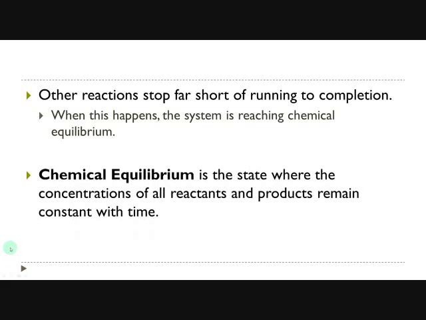Chemical equilibrium is a state where concentrations of all reactants and products remain constant with time. When you reach chemical equilibrium, you can no longer see a change in the chemical reactants or products, but there is a high state of dynamic reaction happening. It's just that to our eyes, we can't see it anymore.